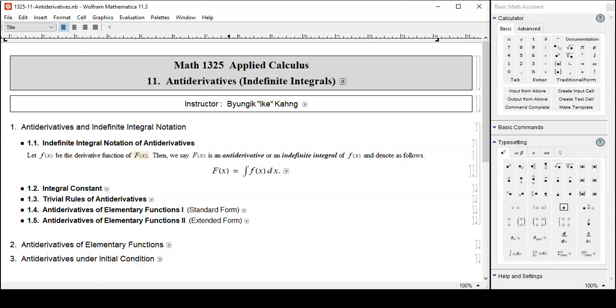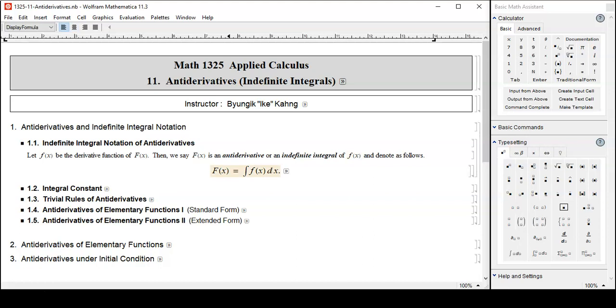Now, if we re-express the same thing in terms of capital F of x, we can say capital F of x is an antiderivative of small f of x. Antiderivative or indefinite integral. So far so good. Capital F to small f, derivative. Small f to capital F, antiderivative. Or indefinite integral, just one more term. So far so good. But your trouble begins from here.